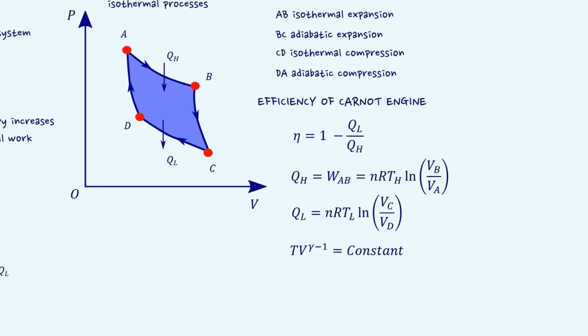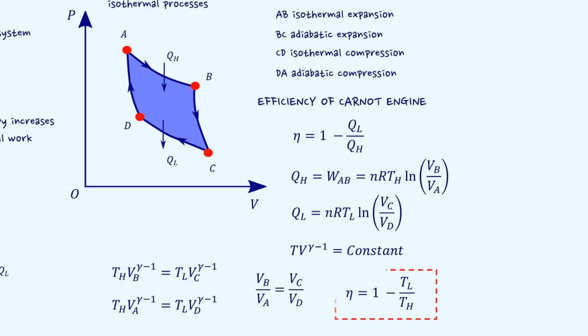Applying this fact to the adiabatic processes BC and DA, we can write down VB by VA is equal to VC by VD. This leads us to the expression for the efficiency of a Carnot engine, which is eta equal to 1 minus TL by TH. The expression suggests that 100% efficiency can only be achieved if TL is equal to 0 Kelvin. This is of course impossible. Therefore, efficiency is always less than 100%.